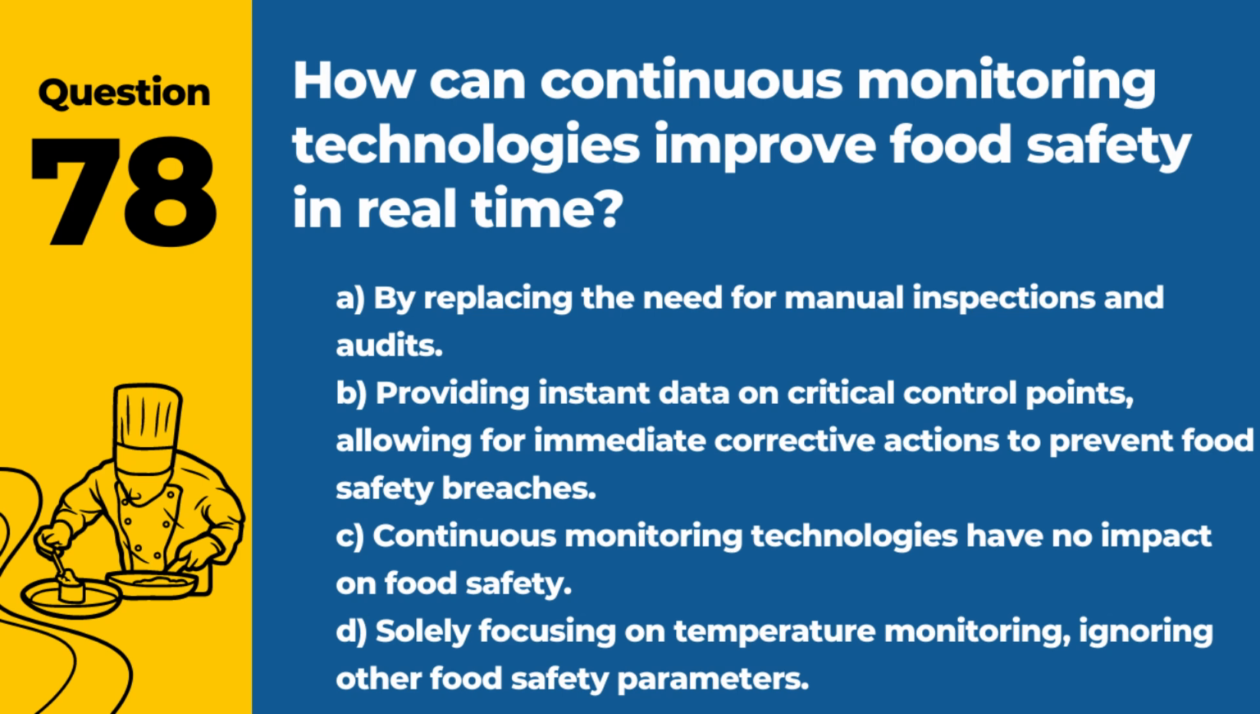A. By replacing the need for manual inspections and audits. B. Providing instant data on critical control points, allowing for immediate corrective actions to prevent food safety breaches. C. Continuous monitoring technologies have no impact on food safety. D. Solely focusing on temperature monitoring, ignoring other food safety parameters.